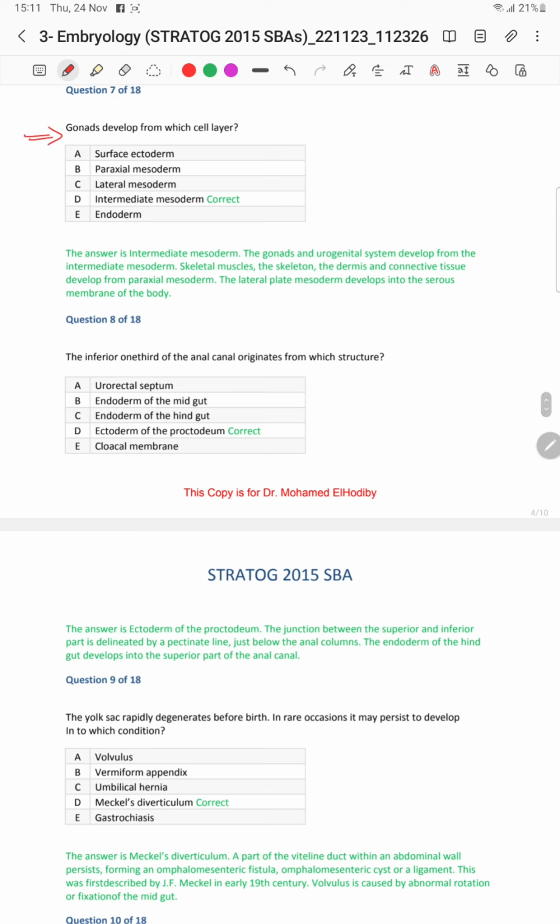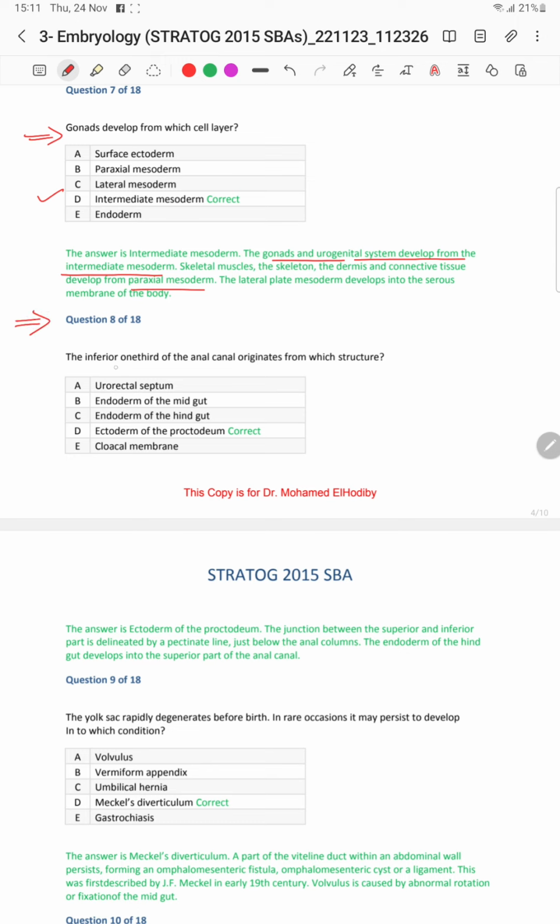Next question, 7. The gonads develop from which cell layer? It is the intermediate mesoderm. The gonads and the urogenital system develop from the intermediate mesoderm. Skeletal muscles, the skeleton, and the dermis of the connective tissue develop from the paraxial mesoderm, and the lateral plate mesoderm develops into the serous membranes of the body.